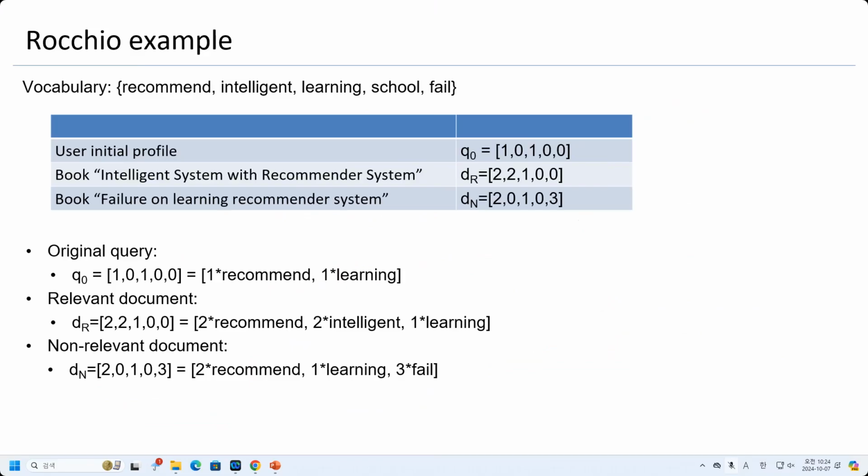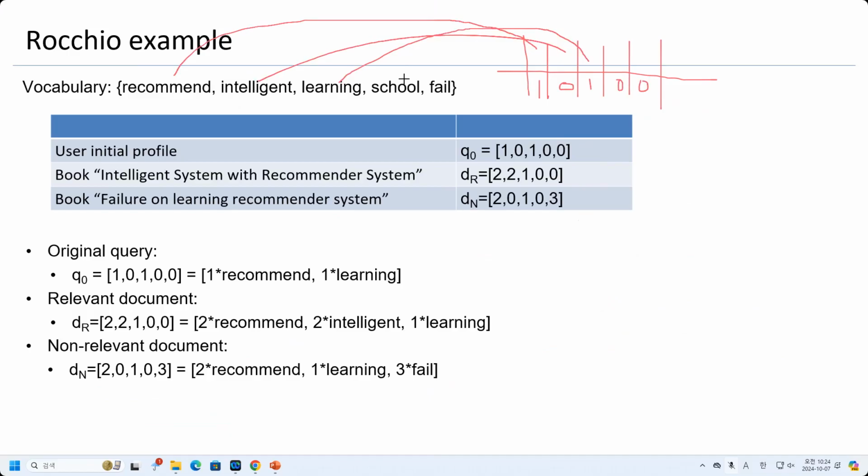So let's check with an example. The categories are recommend, intelligent, learning, school, and field. It is a table, or a factor. And the user initial profile is 1 0 1 0 0. So 1 represents the word recommend, 0 represents intelligent, then learning, school, and field. It means the user with this initial profile likes documents related to the words recommend and learning, because one is recommend and one is learning.